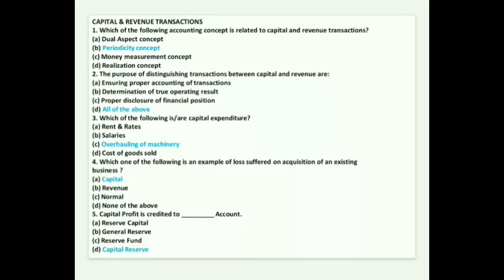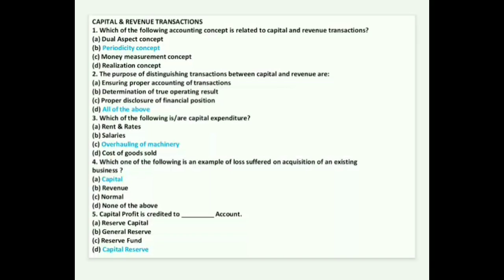Now next, the purposes of distinguishing transactions between capital and revenue are ensuring proper accounting of transactions, determination of true operating results, and proper disclosure of financial position. Capital is nothing but your investment, which will be used for further years, maybe 2, 3, or 5 years, and return on investment. These are the distinguishing things. All the answers are correct here: ensuring proper accounting of transactions, determination of true operating results, and proper disclosure of financial position. So all three are correct.